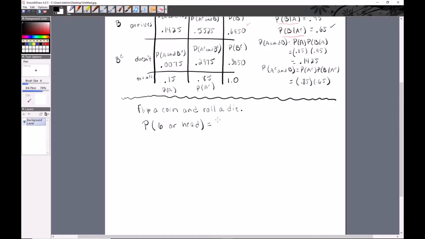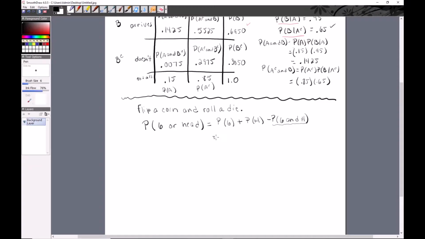Because this is the probability of a 6 plus, remember or means plus, probability of a head. But can't you get a 6 and a head at the same time? So this is not a disjoint situation. So you've got to subtract the probability of a 6 and a head. And I bet you forgot that.